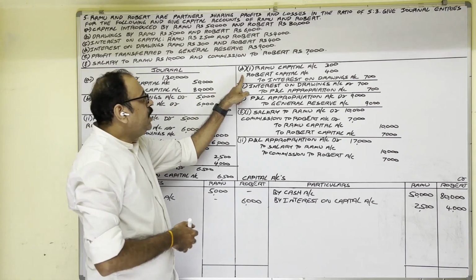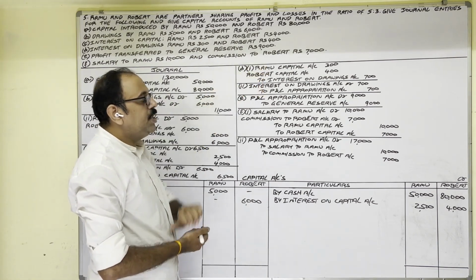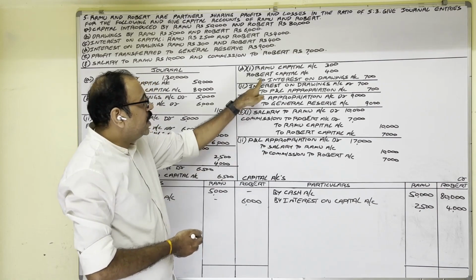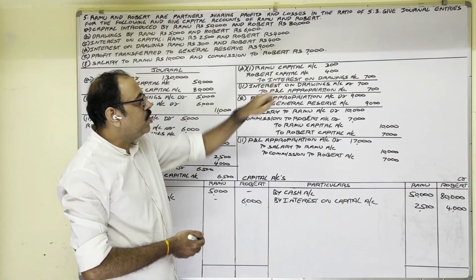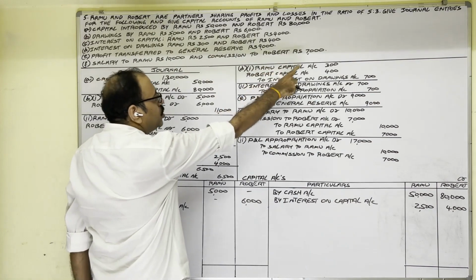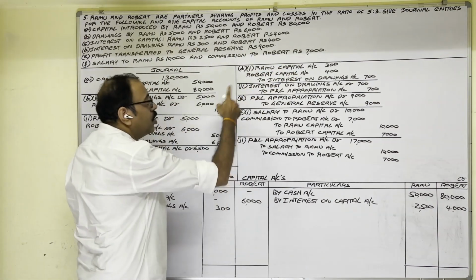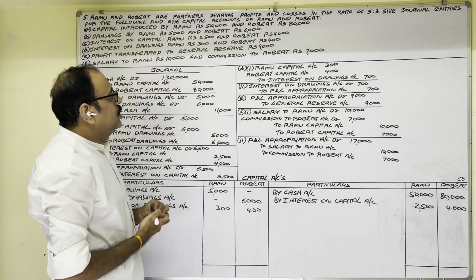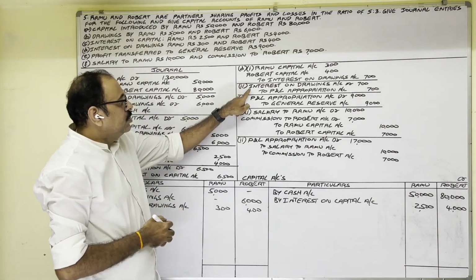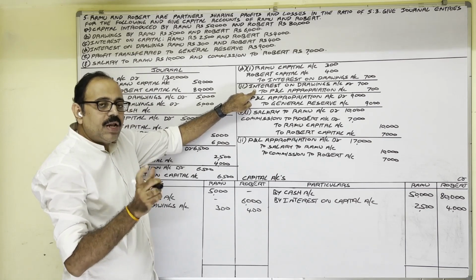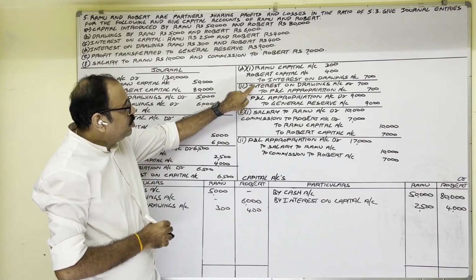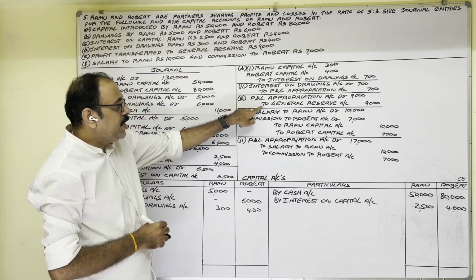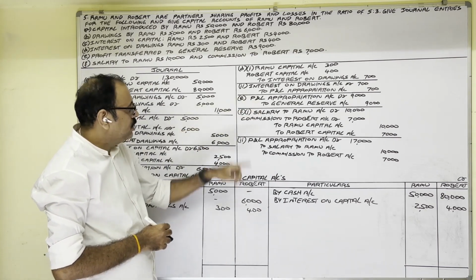Next, D bit first entry. Capitals are debited, no? Debit side we should post. In particulars column, what to write? The credit account name: to interest on drawings account. In Ramu's column, 300 rupees. Robert's column, 400 rupees. Next, D bit second entry. In this entry, Ramu capital and Robert capital are not there, so this entry we need not post. Next, E bit: capital is not there, no need to post.